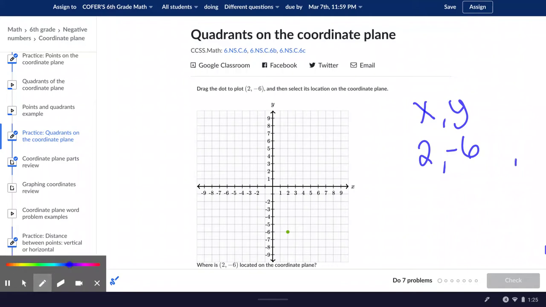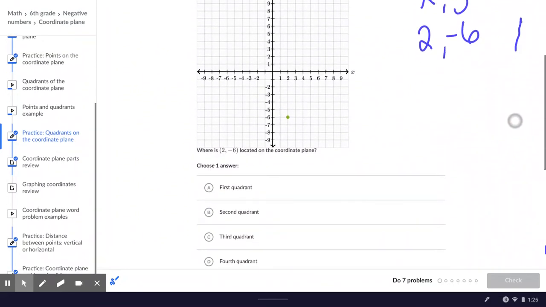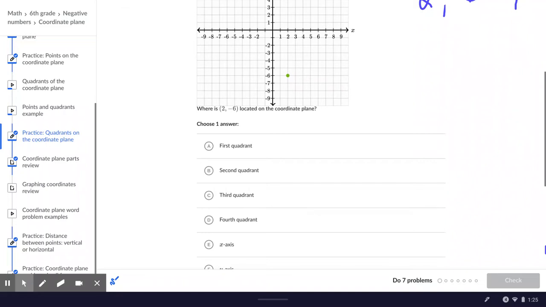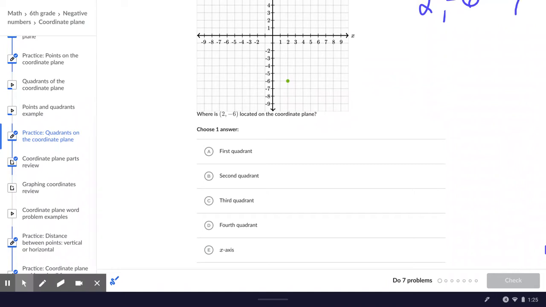Now, scroll up a little bit. And they want to know which quadrant it is located in, or they ask me if it's on the x or y axis. So I already put the point where it is. So remember I told you that a coordinate plane is just like a big T, and it has an imaginary C in it for coordinate.